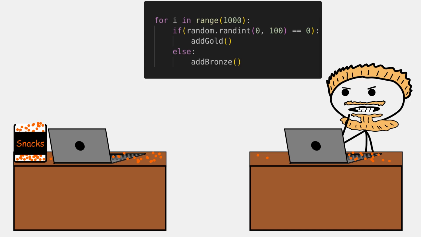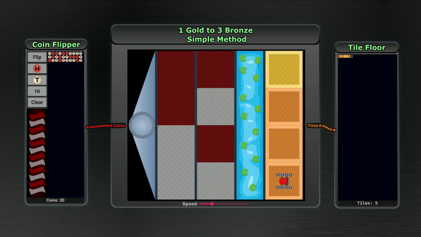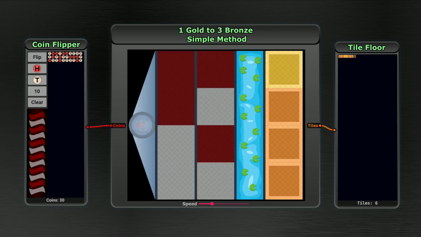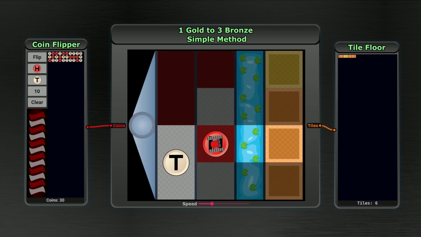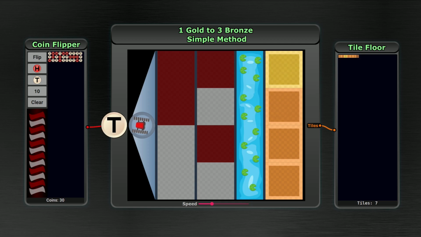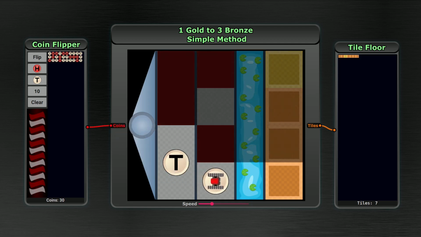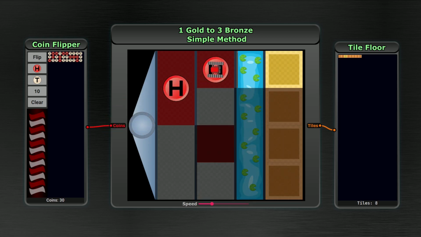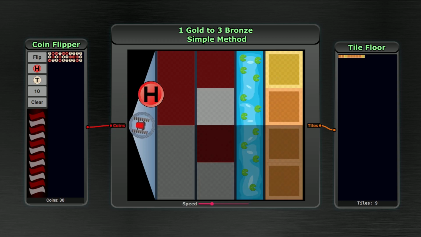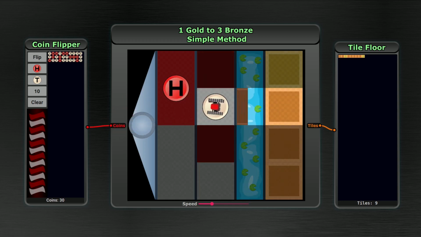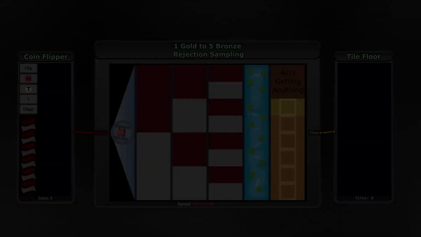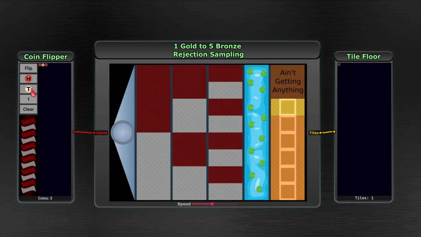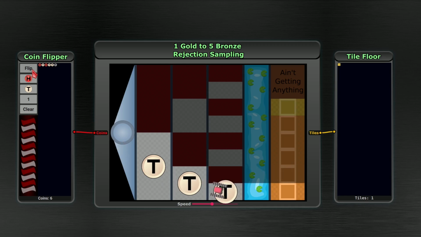Time to optimize this. Redbot will show you a glimpse into the brilliant mind of a model theory PhD. Tails heads gives a bronze tile. Tails tails also gives a bronze tile. Heads heads, gold tile. And heads tails, bronze tile. At 1 gold to 5 bronze, heads, tails, heads gets a gold. Tails and 2 coin flips gives a bronze.